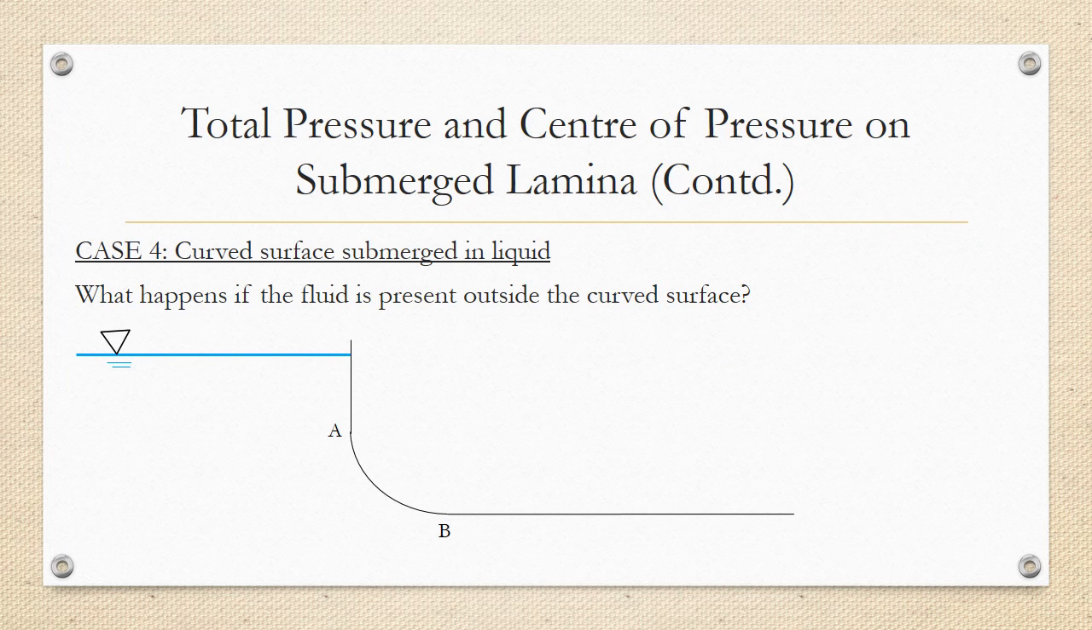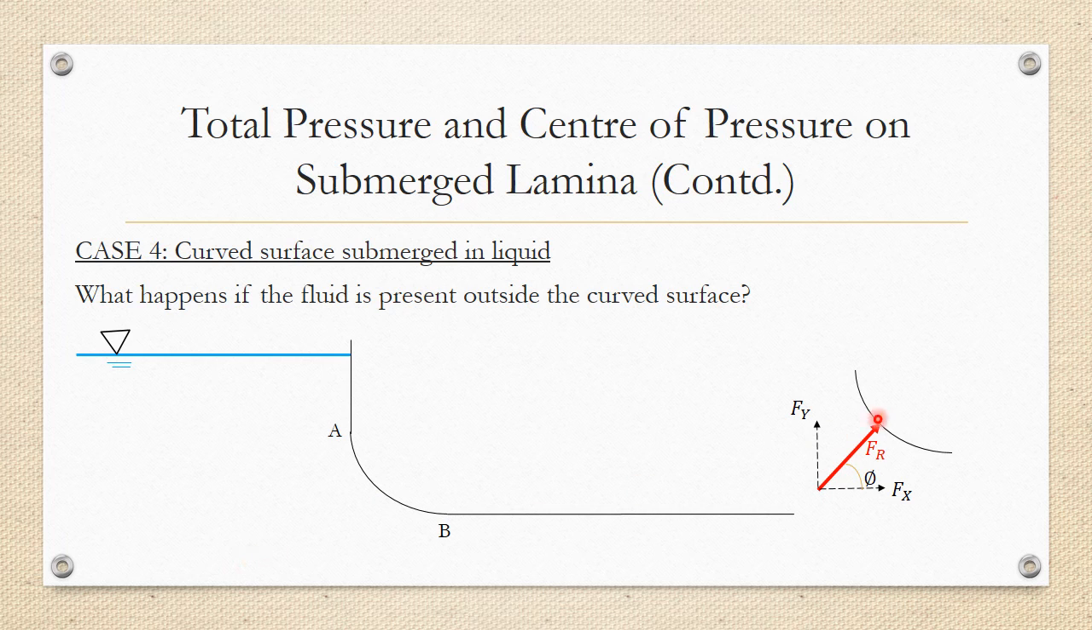Now, another question that arises is, what happens if the fluid is present outside the curved surface? It's not always necessary that fluid should be contained inside the curved surface. Fluid can also be present outside the curved surface. Here it is gate A and B. Water is actually present outside the curved surface. How does this affect the force acting on the curved surface?